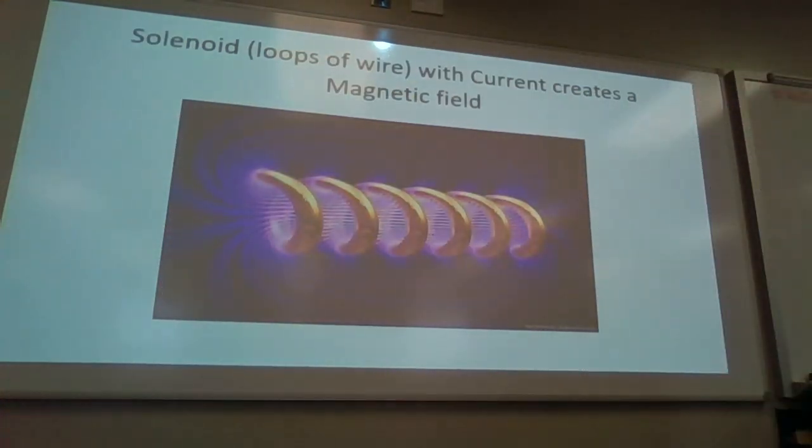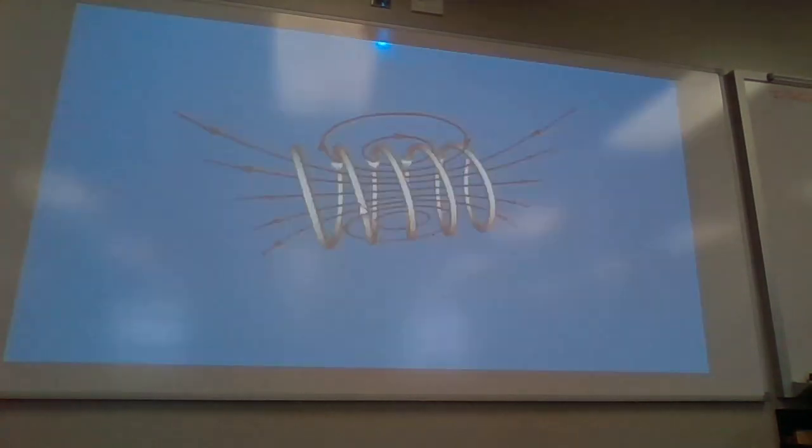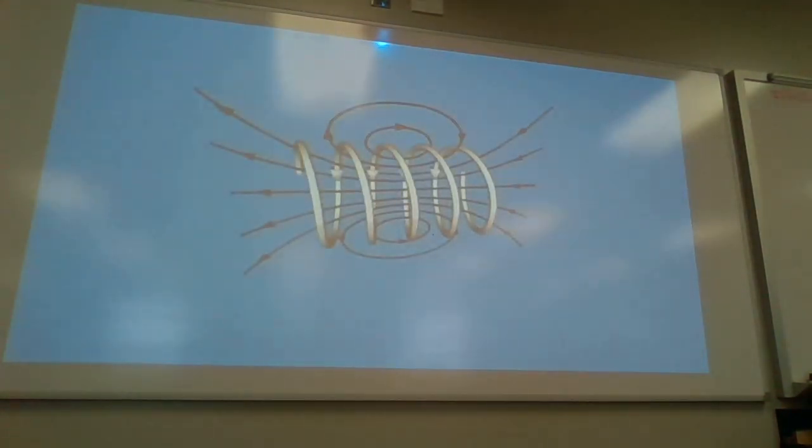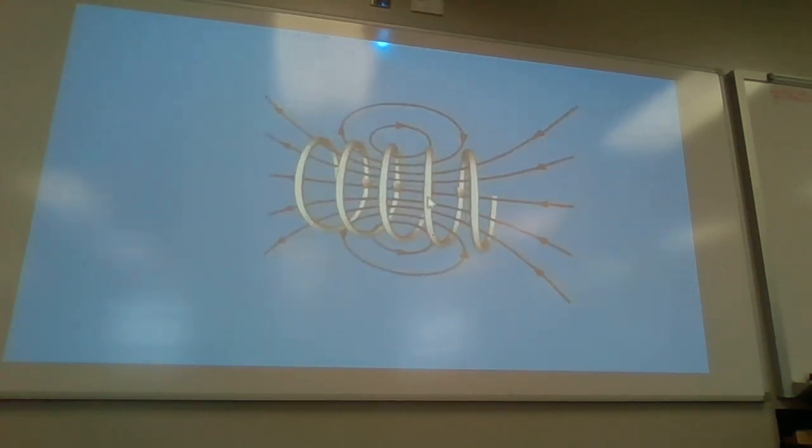Okay. So if we wrap a whole bunch of these loops together, we get a solenoid. You get a really strong magnetic field in the middle, and it has a lot of applications. This is looking at a plane. This is kind of looking at the iron filings, but it's also three-dimensional.